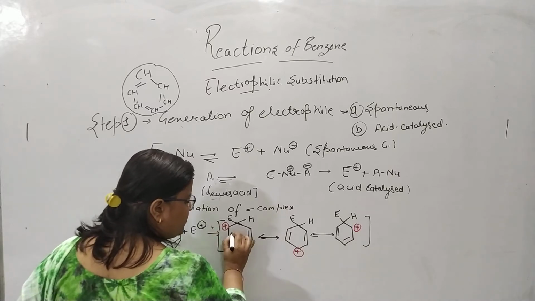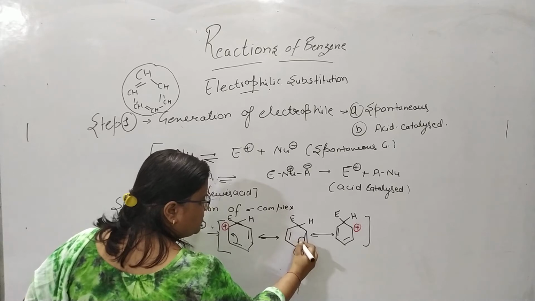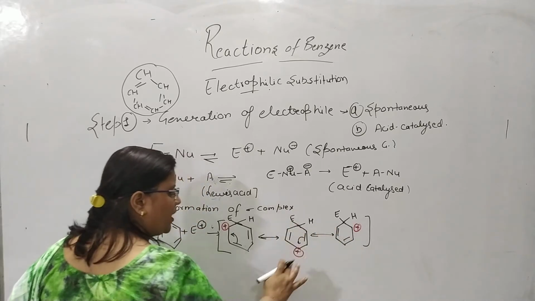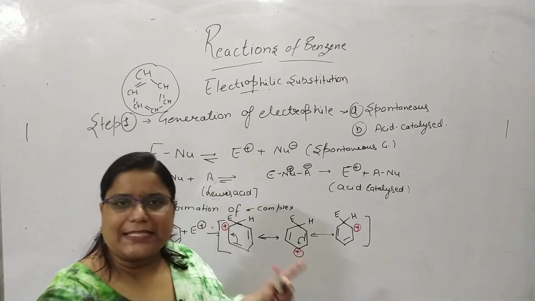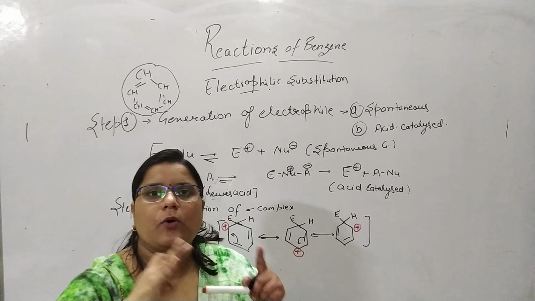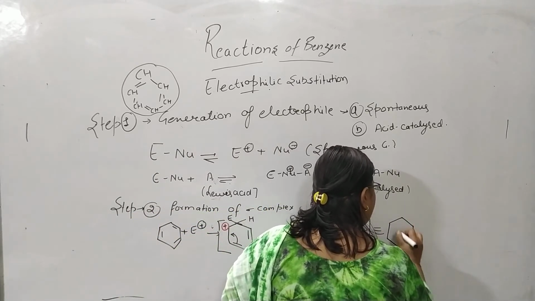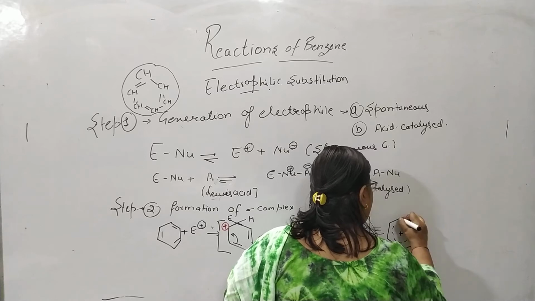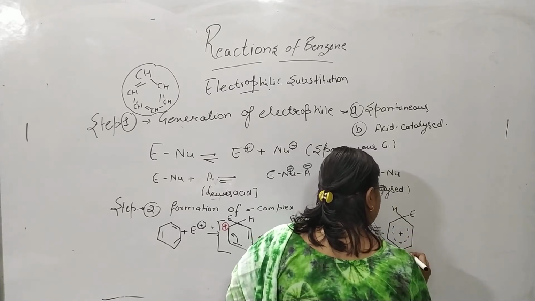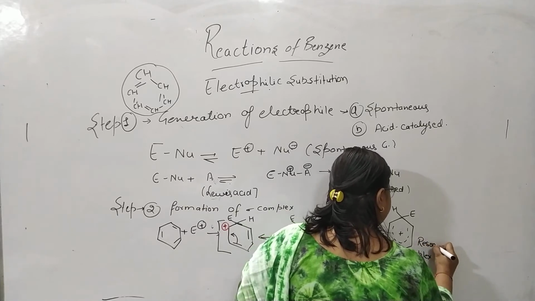When this double bond shifts towards it, this condition occurs, and then the double bond shifts here and the positive charge moves towards here. So you can see in this resonance condition, the positive charge is continuously rotating on the whole ring. It means it's a kind of resonance hybrid. This is the electrophile and the hydrogen, and it forms the sigma complex or the resonance hybrid.